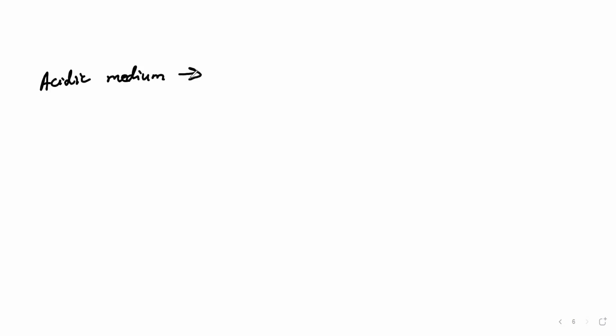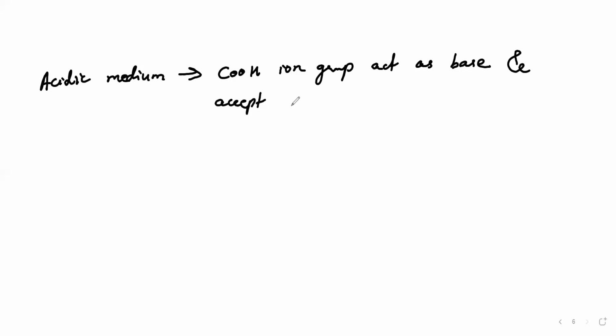in the acidic medium, what happens is whatever the COO- ionic group is there, it will act as a base and it will accept whatever proton is there. Okay, so because this particular carboxylate group will act as a base and accept that particular proton, whatever your amino acid is, the alpha amino acid, it will exist in the form of cation. Okay, this happens when it is an acidic medium.